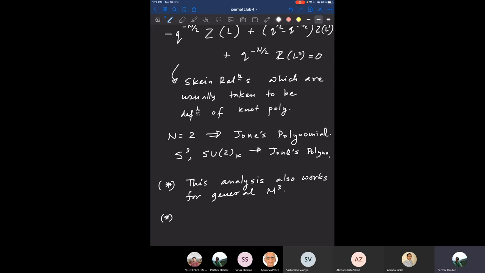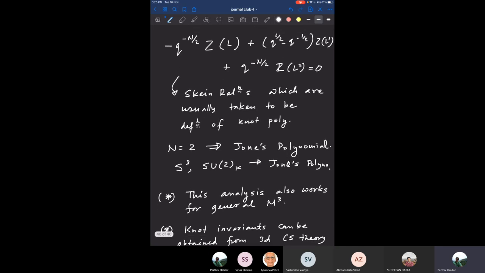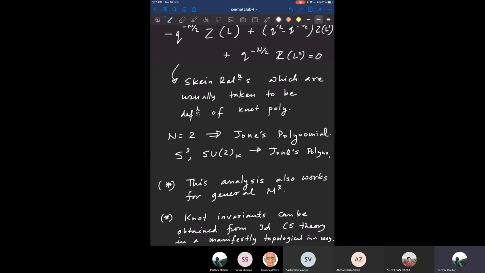Just to summarize, what we saw is that this knot invariance can be obtained from 3D CS theory in a manifestly topological invariant way. And in the process, of course, you use all kinds of input from 2D CFT studies; one exploits the connection with 2D CFT.